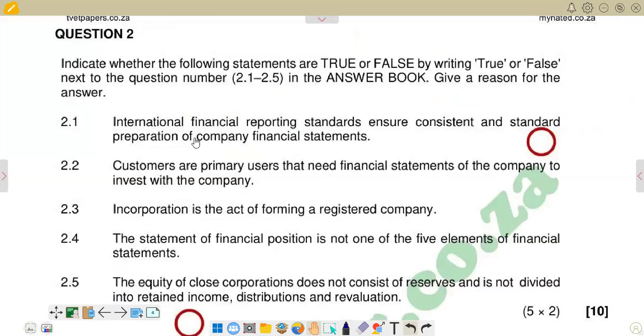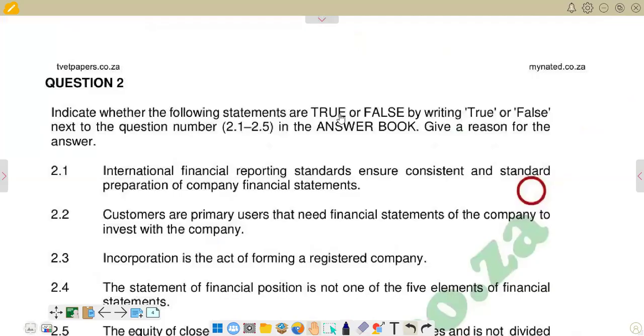This question that we have reads, indicate whether the following sentences are true or false by writing true or false next to the question number, that is 2.1 to 2.5, in the answer book. Give a reason for the answer. Right, we are given 2.1 saying international financial reporting standards ensure consistent standard of preparation of company financial statements, which is very correct. Remember, they come as standards that are applied on the preparation of financial statements. So this 2.1 becomes true.